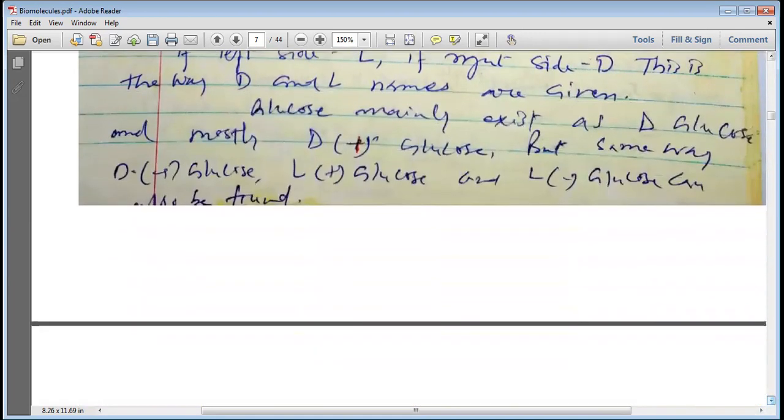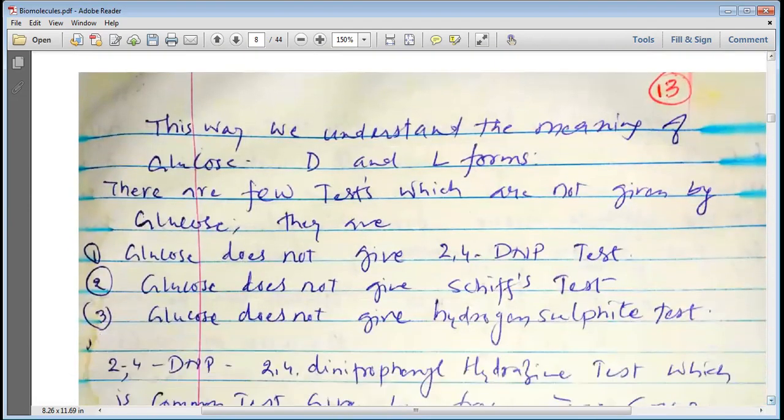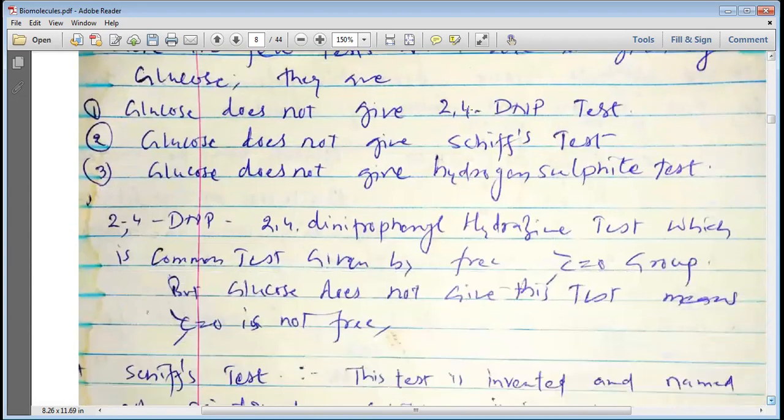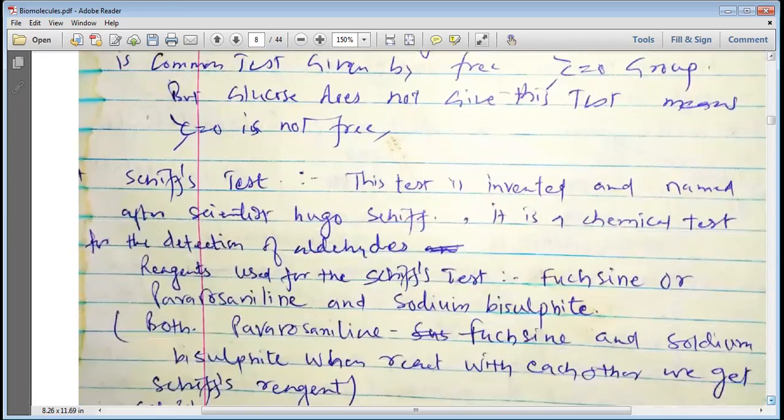Now, my dear students, we have come to know about the structure of the glucose, but glucose does not give some of the important tests, like glucose does not give the 2,4-DNP test, glucose does not give the Schiff's base test, glucose does not give the hydrogen sulfite test. As glucose gives some of the tests, like the test with HCN, it gives cyanohydrin. When it is allowed to react with NH2OH, that is hydroxylamine, it gives oxime. But these tests are not given by glucose. Then there must be something that we need to study more about glucose.